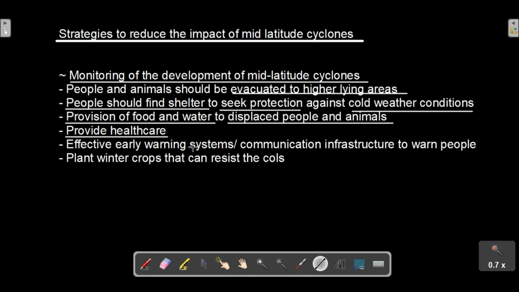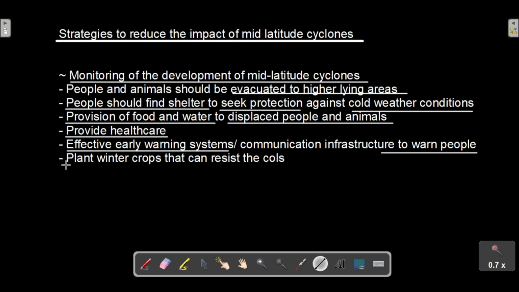The state also should provide healthcare, emergency services, help people who are injured. Effective early warning systems or communication infrastructure. This helps with the preparation of people. If you have an effective early warning system, most of the people will be alerted or will know that mid-latitude cyclones are going to affect particular areas during set dates, so that they are able to prepare. So it helps them prepare, helps them get out of danger, right?